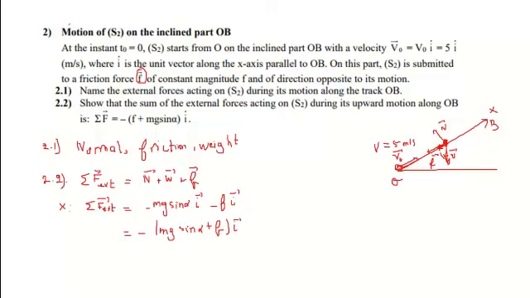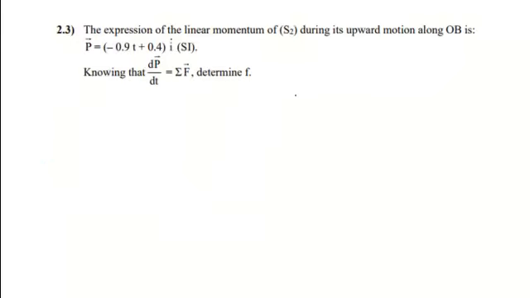Now, what can some people do? They might do the projection first. So the summation of F external will be equal to minus mg sine alpha minus F without the i vector. And in the end they put that this is along the x-axis, so it will be in terms of the i vector. It's also true.